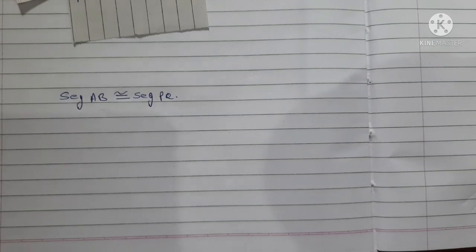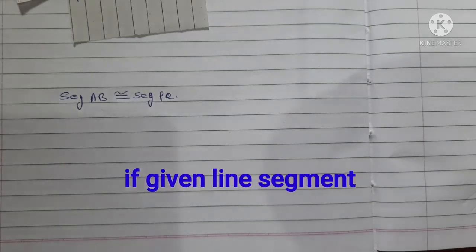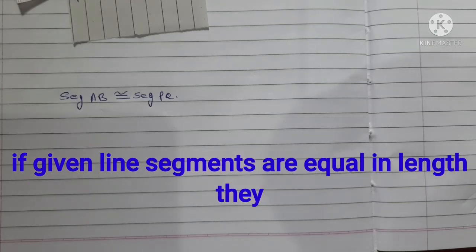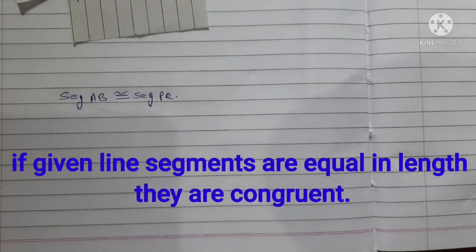If given line segments are equal in length, they are congruent.